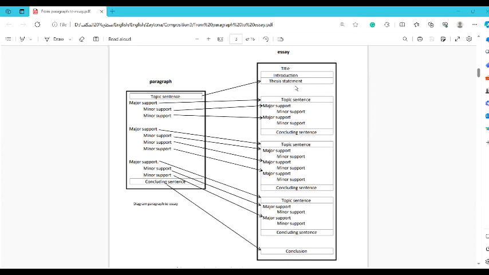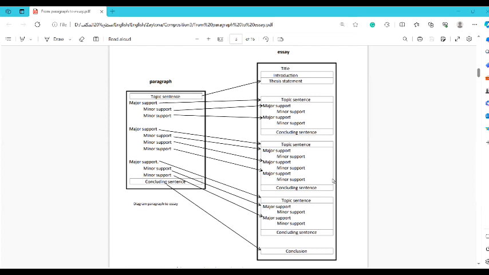So here we have the introductory paragraph or introduction. Here we have body paragraph one, body paragraph two, body paragraph three, okay? And all of these three paragraphs are called the body or body paragraphs. Okay, the concluding sentence will become the conclusion or concluding paragraph.